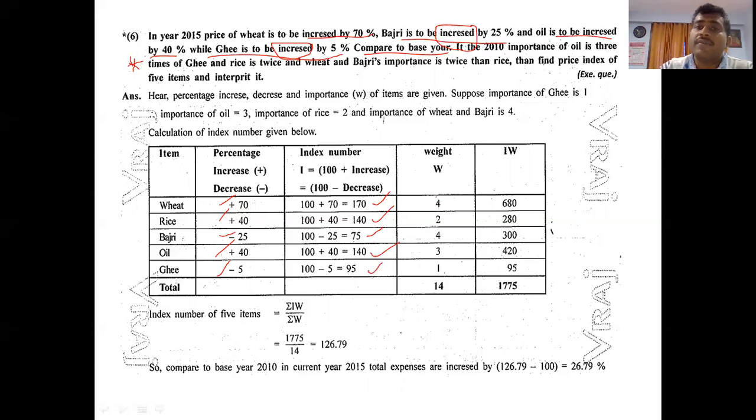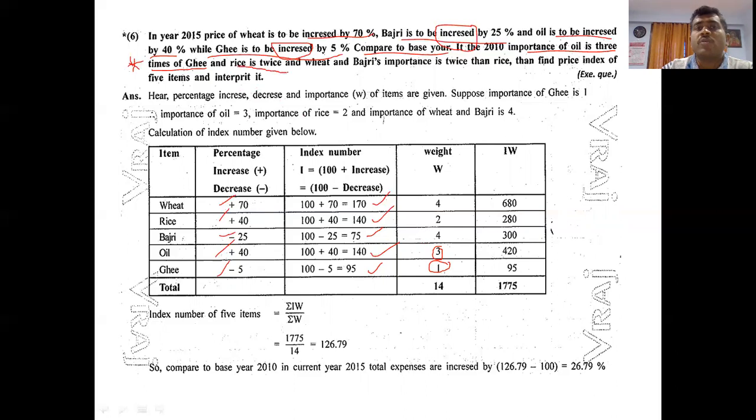Now the most important thing is the weight. Now see clearly. In 2010, the importance of oil is 3 times the ghee. So oil is 3 times as compared to ghee, so ghee has to be given more importance. Ghee is considered as 1, and oil is known as 3, 3 times the importance of ghee. Ghee is 1, oil is 3.